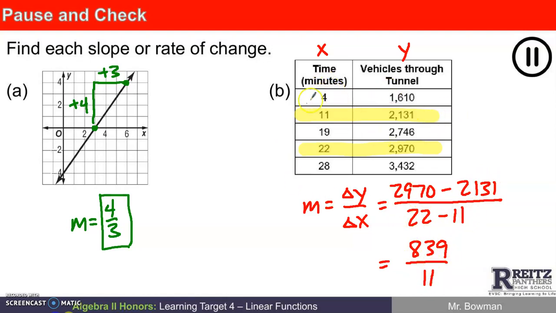In this particular problem, leaving this as a fraction doesn't seem to be a great choice because it doesn't really describe what we're looking for. How many vehicles is 839 elevenths? Kind of hard to tell. I'm going to use the calculator and divide that out. I got 76 point, looks like 27 repeating. Okay. A little more than 76, and what would the units be? It would be vehicles per minute. I don't have room. I'll make room. Vehicles per minute.